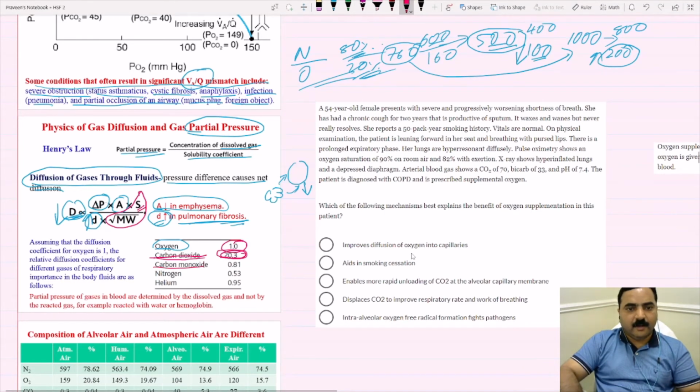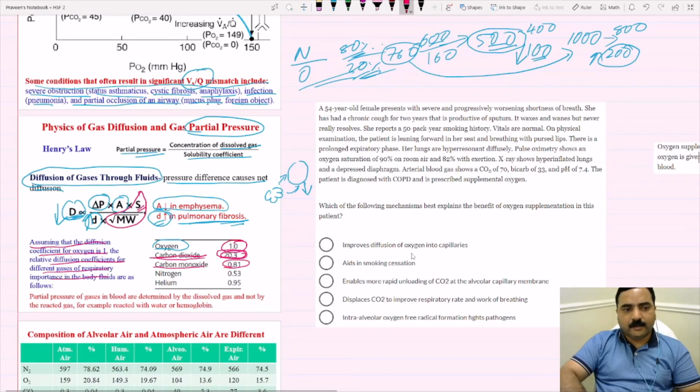Carbon monoxide has a lower diffusion coefficient than oxygen. The other thing is, you need not memorize it, but carbon dioxide has a lower diffusion coefficient than oxygen. So it's not easy for carbon dioxide to dissolve through the membranes, and it is not easy for carbon monoxide to get exchanged. Assuming that the diffusion coefficient of oxygen is 1, the relative diffusion coefficients for different gases of respiratory importance are shown over here. That is for carbon dioxide.